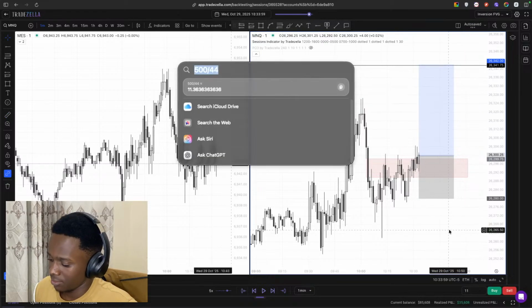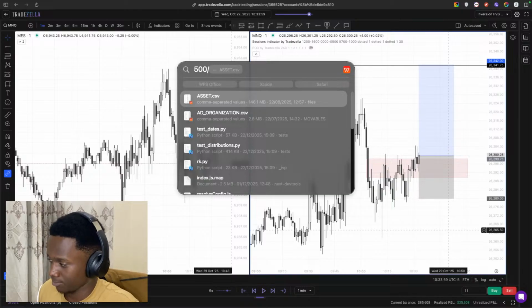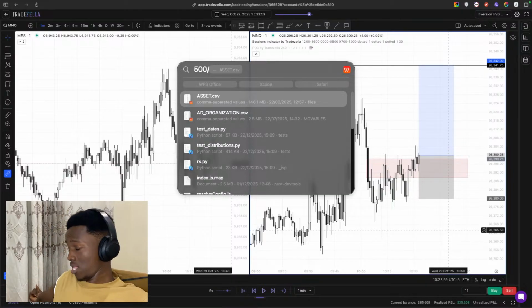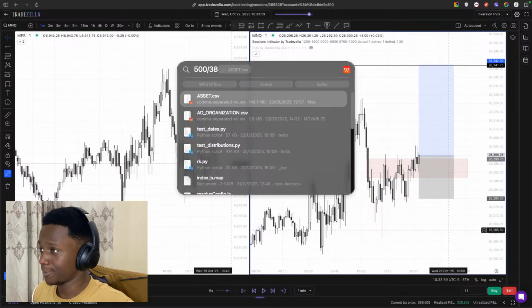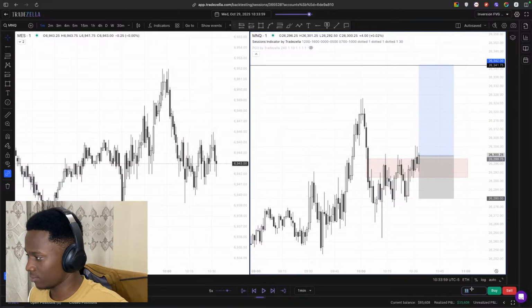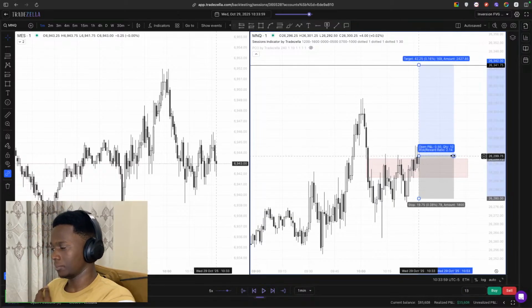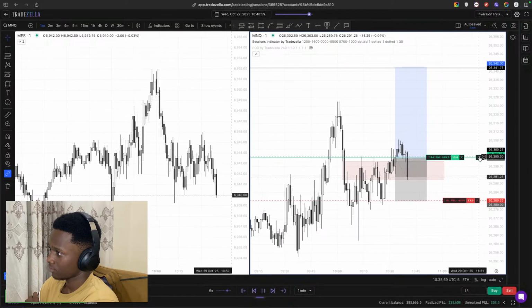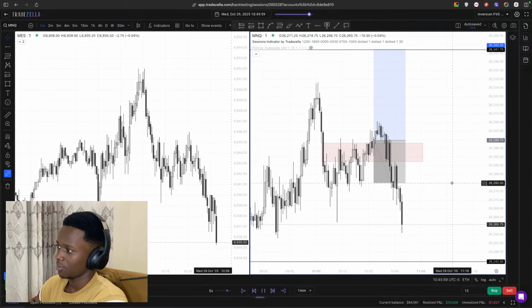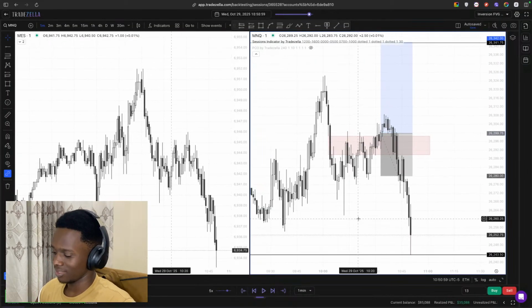So this will be 500 over 38, yeah, 500 over 38 for around 13 micros. So stop at the low right there, take profit at this high. Oh, come on, got stopped out again right away.